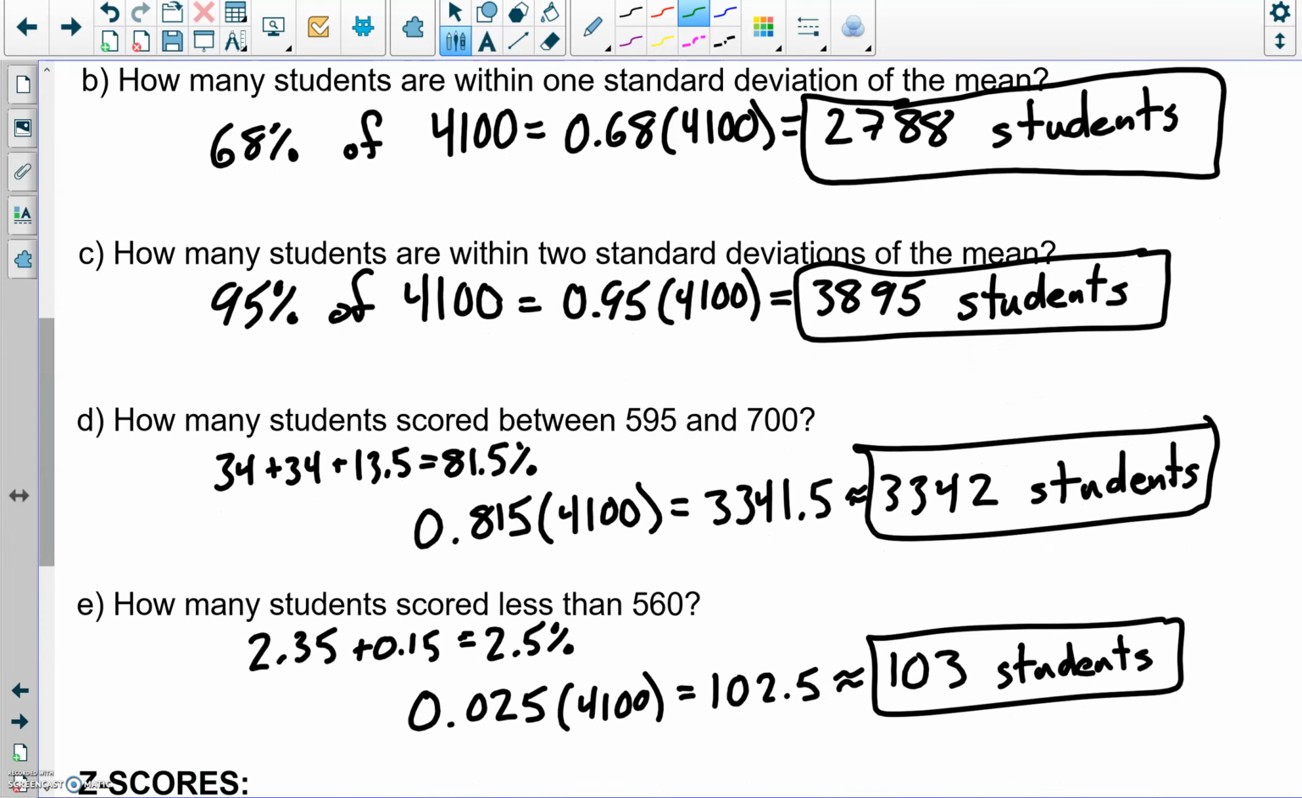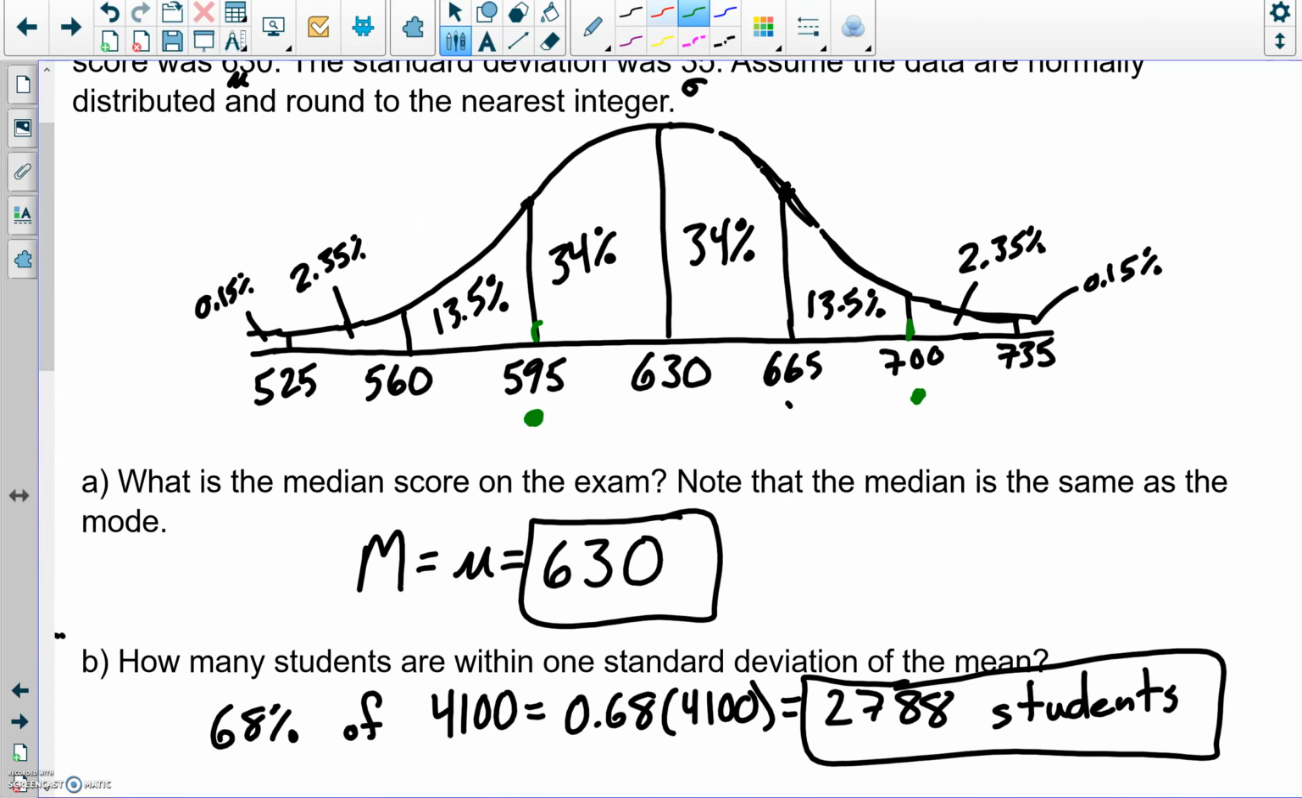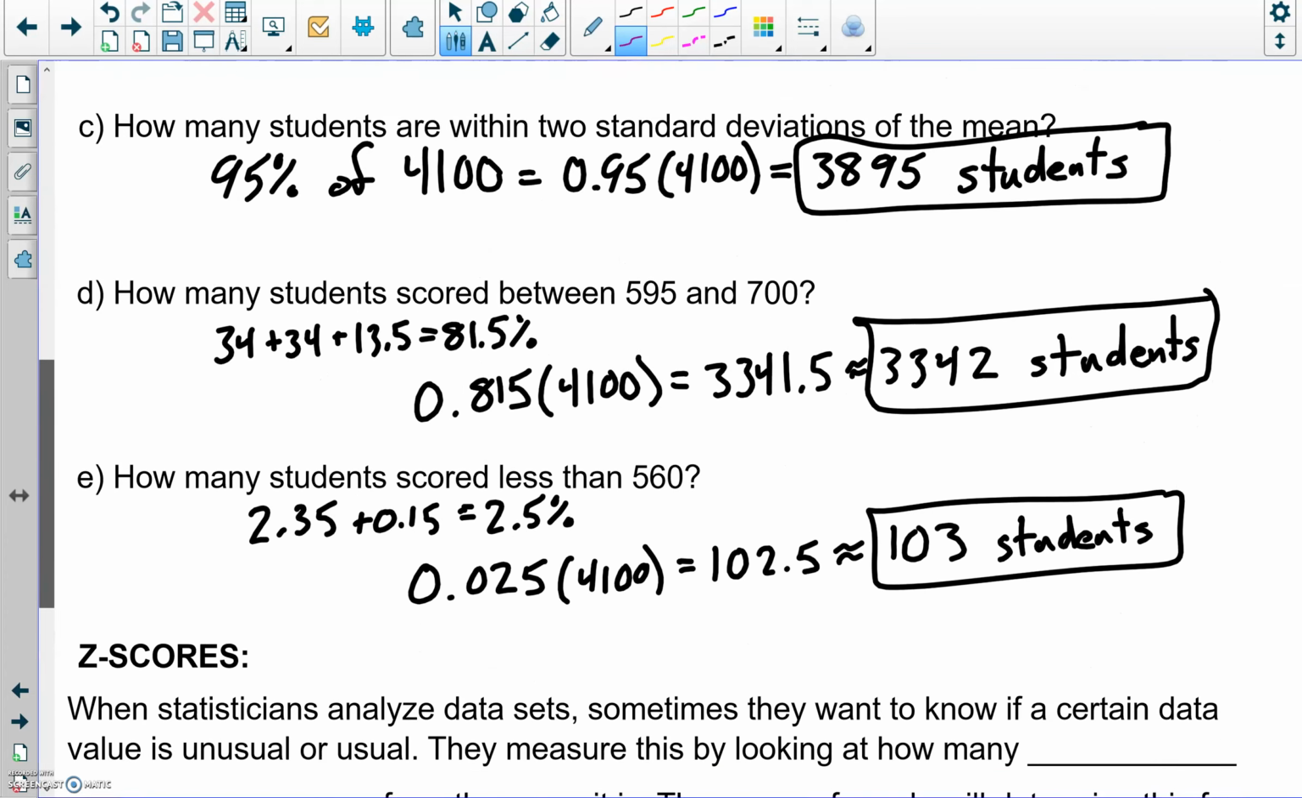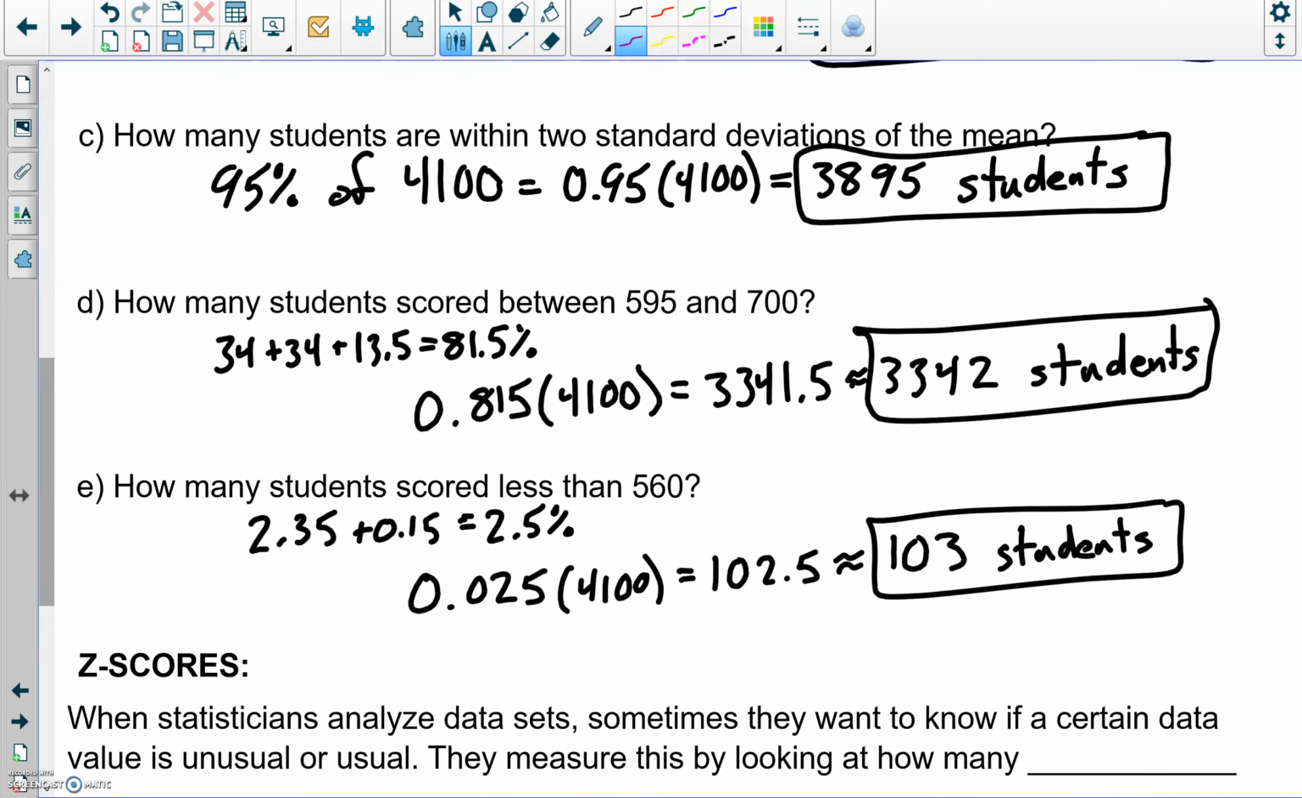So then going into part E, it's a similar idea, scored less than 560. So you come up here to the graph that you drew, which is going to help you get these problems right if you do it. And then from 560, you want to be less than that. So, less than that 560 would be these two percentages added together, 0.15 and 2.35. So 2.35 plus 0.15 gives you 2.5%. Move that decimal two places to the left, multiply it by 4,100, and after you round, you get 103 students.